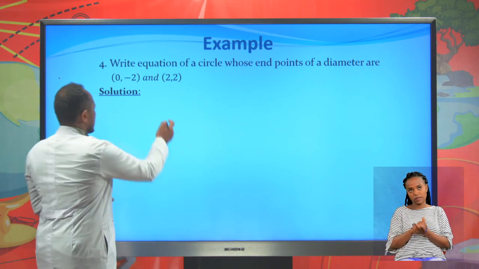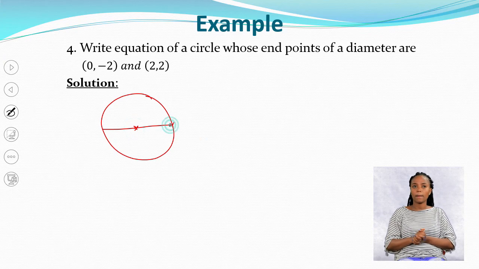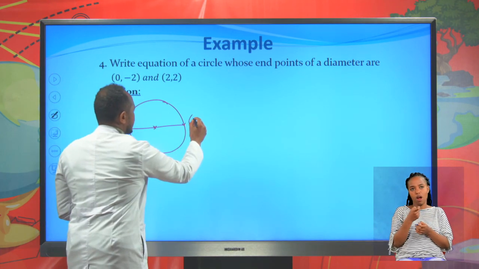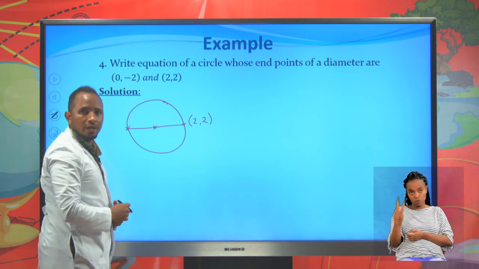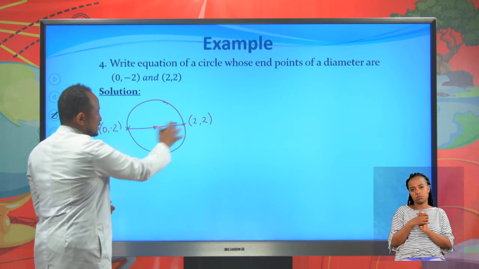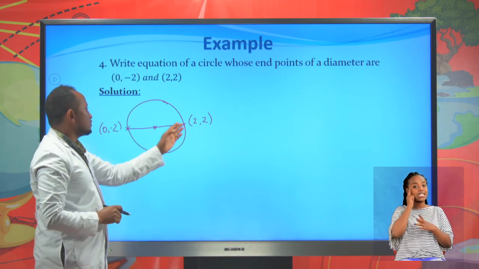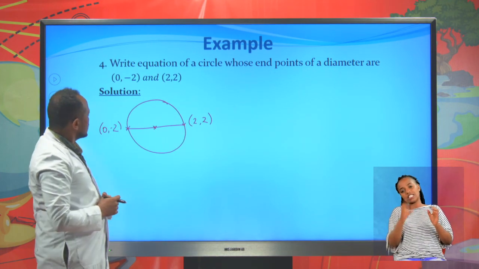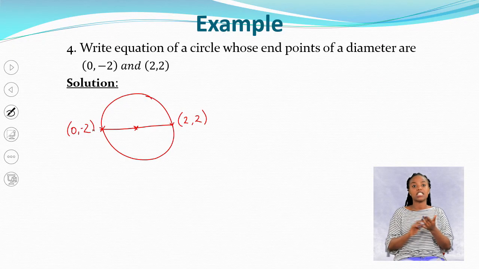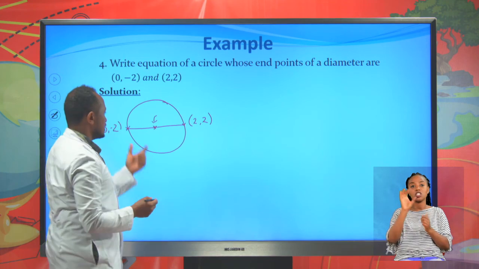Look, the endpoints of the diameter are given. It is (2, 2) and (0, -2), roughly sketching. I'm not simply considering the coordinates, it's just a rough sketch. Assume the diameter passes through these points: the endpoints of the diameter, one is (2, 2), the other is (0, -2). So from this, we can find the center, since the midpoint of the endpoints of the diameter is at the center. Therefore, we can find the coordinates of the center of this circle.